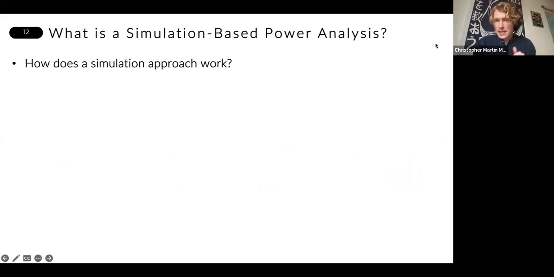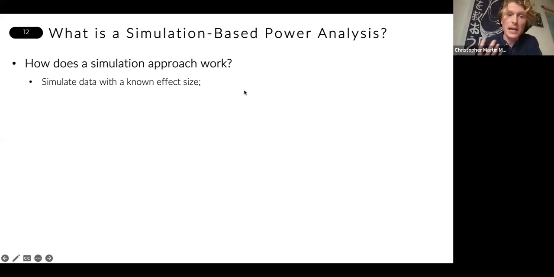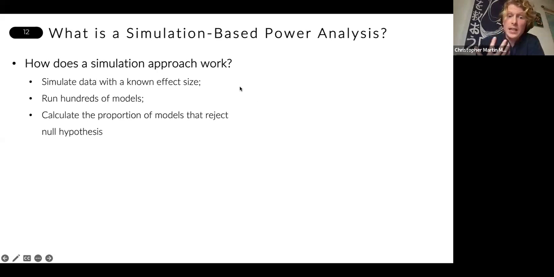Okay, and what is a simulation-based power analysis? Now we've talked about the benefits of it, but what does it actually do and how does it work? The basic premise of a simulation-based power analysis is that we simulate data with a known effect size. We run hundreds of models, the models that we're interested in, so it could be a linear mixed effects model or a generalized linear mixed effects model, and so forth. And then we calculate the proportion of models that reject the null hypothesis, the proportion of models that find a significant effect, meaning how many times out of the hundreds of models that we run do we actually find significance? And that will, of course, correspond to power.